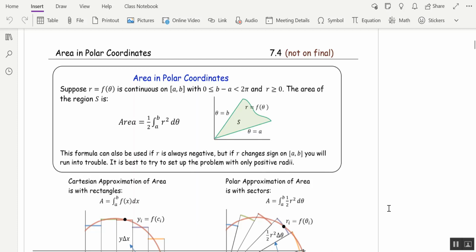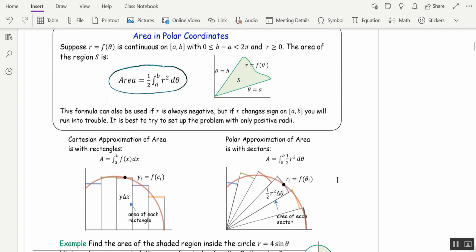To section 7.4, areas in polar coordinates. So you might look at this formula for area and say, where the heck does that come from? And that would be a good question. So to answer that, let's just back up a bit and talk about finding area in Cartesian coordinates.